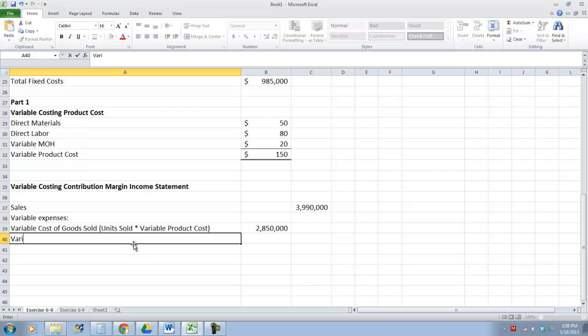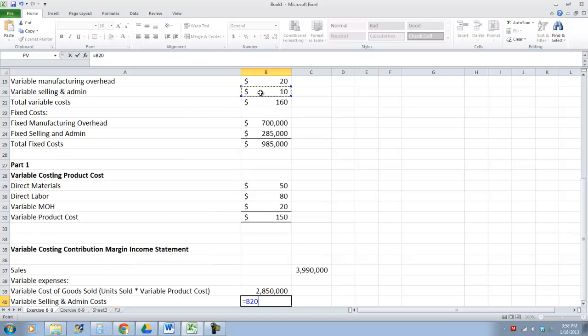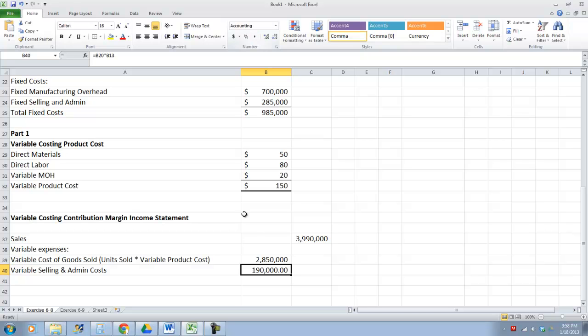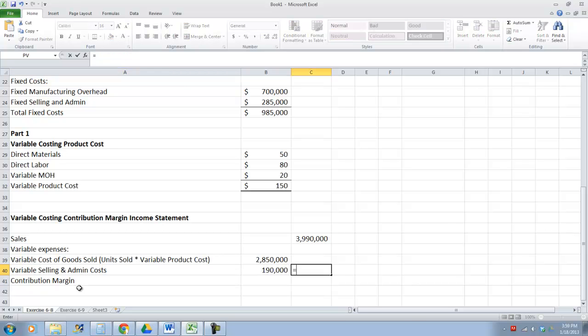We also have variable selling and admin costs. And that was given in the problem. That's $10 per unit times the 19,000 units. Right. So our contribution margin is our sales minus our total variable expenses.